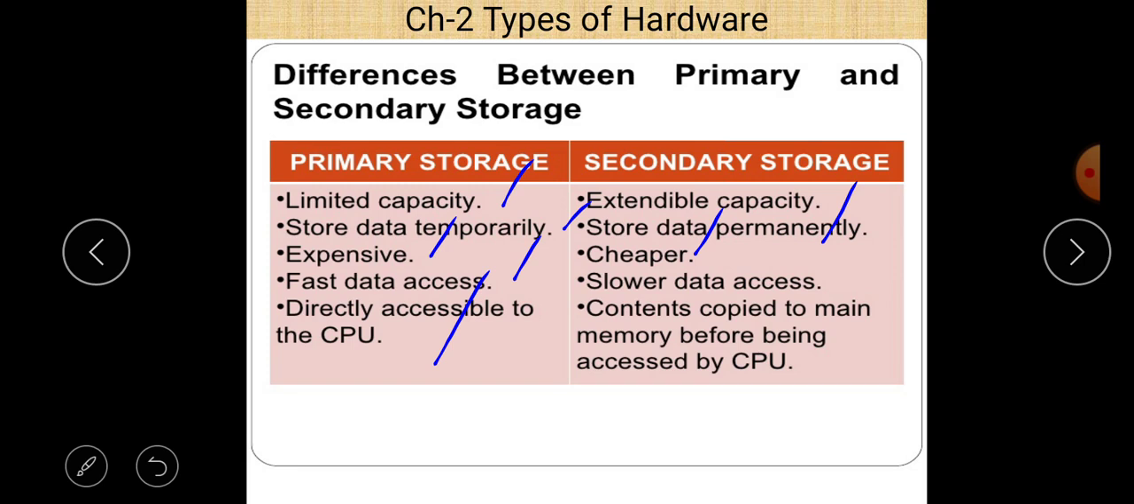First of all, the content is copied to the main memory, meaning primary memory or RAM, and then the data goes to the CPU. So primary storage is directly accessible to the CPU, but secondary storage content is copied to the main memory before being accessed by the CPU. That is the difference between primary storage and secondary storage.